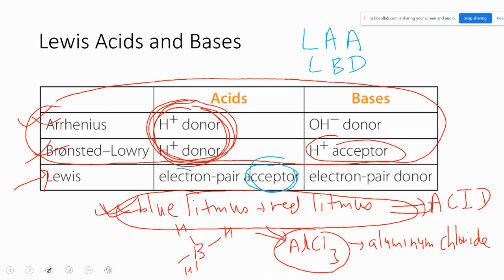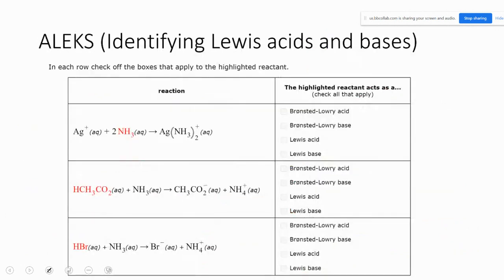Let's look through some examples from Aleks. This is how it asks you to identify the Lewis acids and bases. First, let's start with Bronsted-Lowry, since Bronsted-Lowry is here. See if we can figure it out. It's asking me about ammonia. The first thing you should have realized is that ammonia is usually memorized as a base. Now the question is, is it a Bronsted-Lowry base or not, especially in this reaction that is given to you?